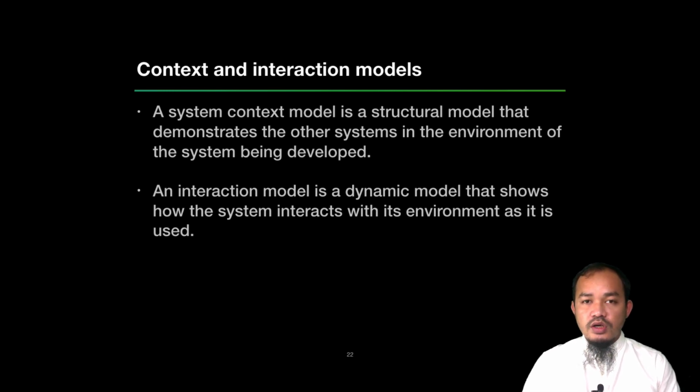Okay, we're going to develop just one system, but that system may depend on or work with another system. So we have to describe our system in terms of a structural model. And an interaction model is a dynamic model that shows how the system interacts with the environment as it is used. Okay, we will see how they interact with one another.